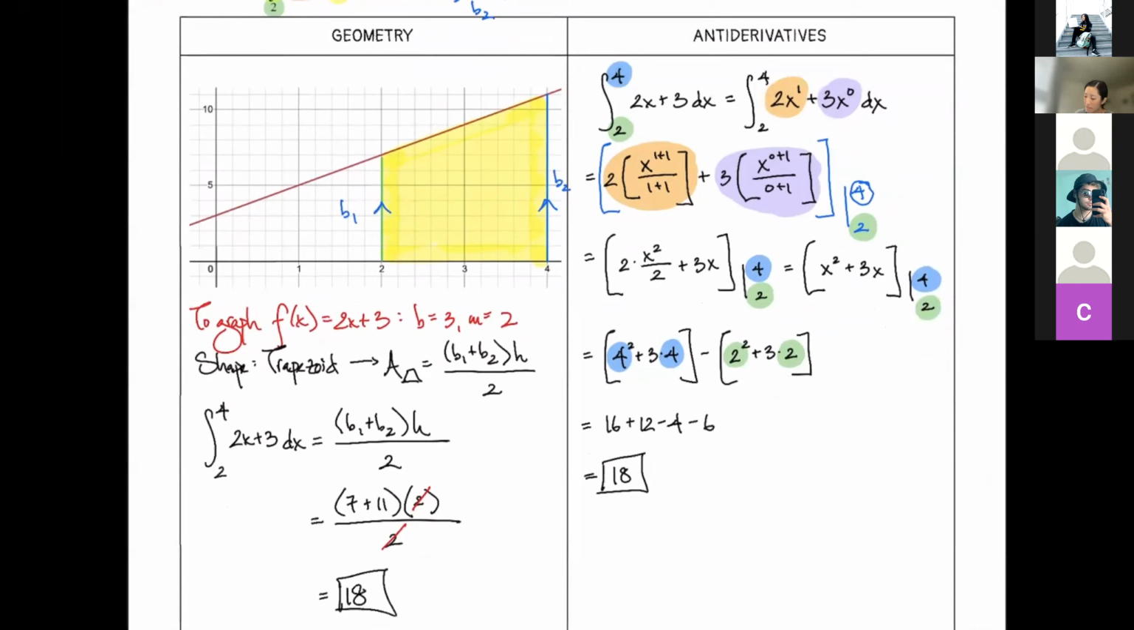Okay. Now, this work on the right-hand side, the only thing that was different between this problem and the ones we did last week is that now we have numbers with our integral symbol.